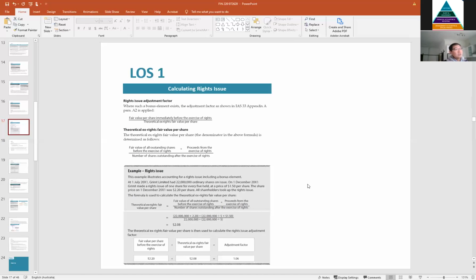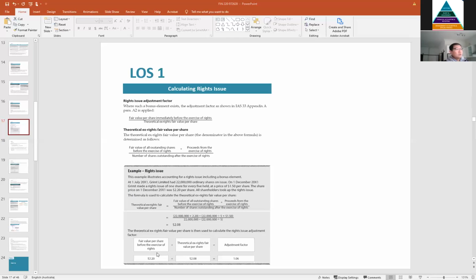Then our denominator is going to be the total number of shares after the issue. In this case, we're going to be issuing an additional 4,500,000. When we do this, we end up with the theoretical ex-rights fair value per share of $2.08. This is a very important number for us because it's going to be used when we calculate the adjustment factor for the rights issuance.